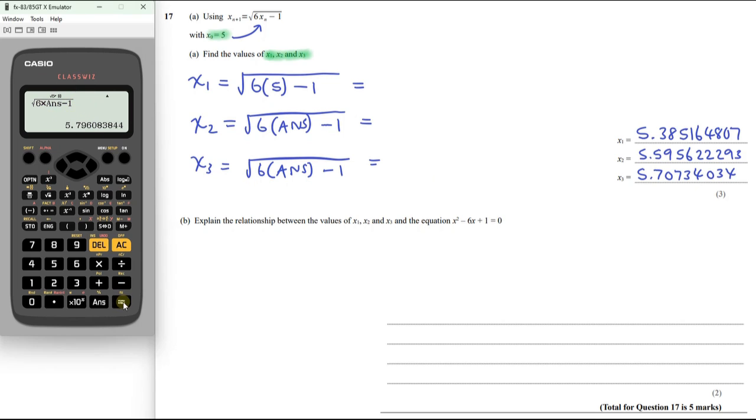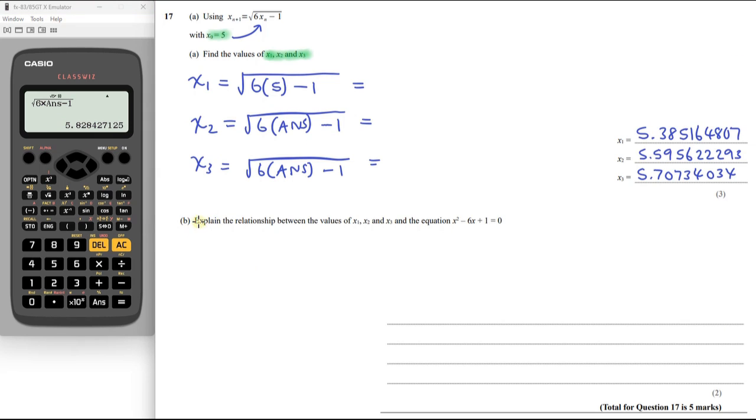You could just keep pressing equals and you can see I'm probably up to about x sub 30 by now, just by pressing equals, and eventually it will tail off and this will be the solution to the equation. And actually that's where I'm leading on to the next part.